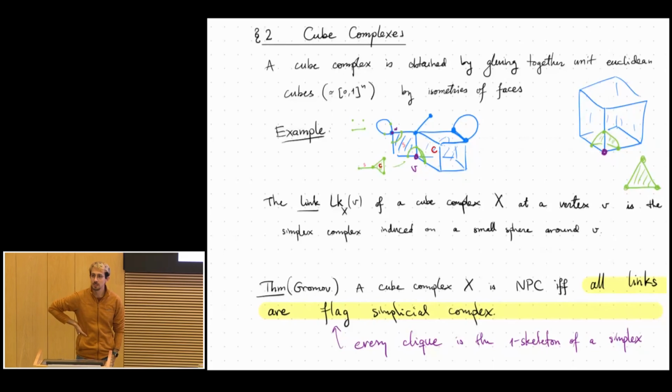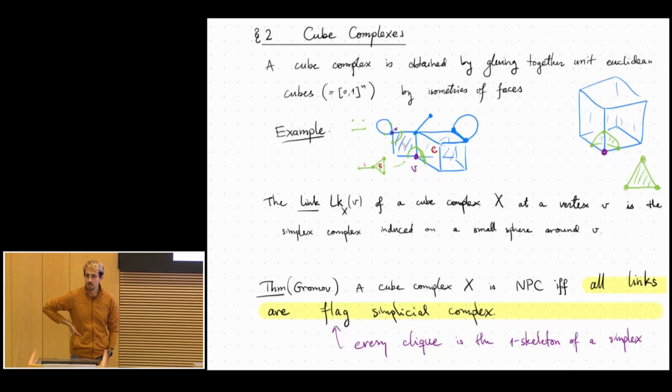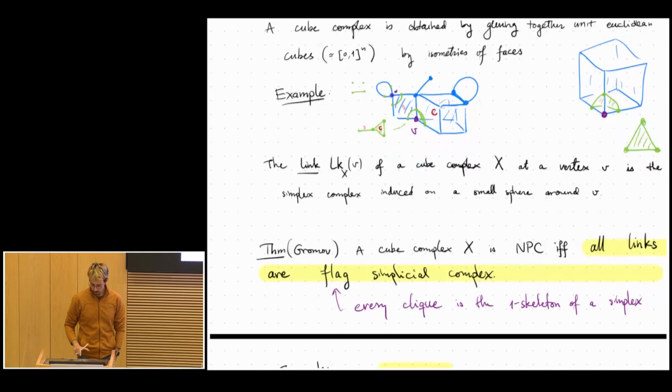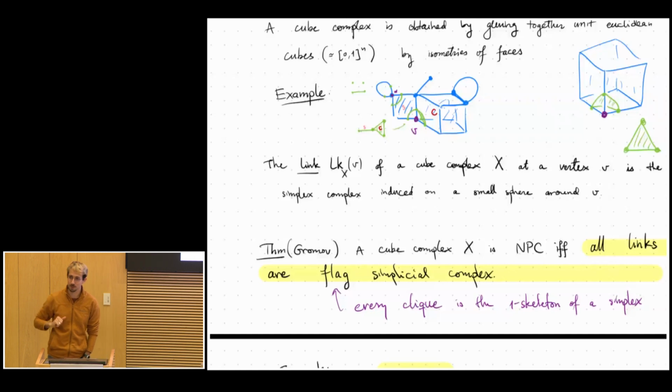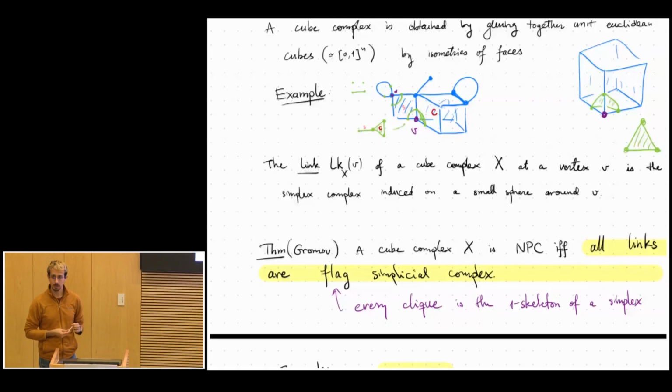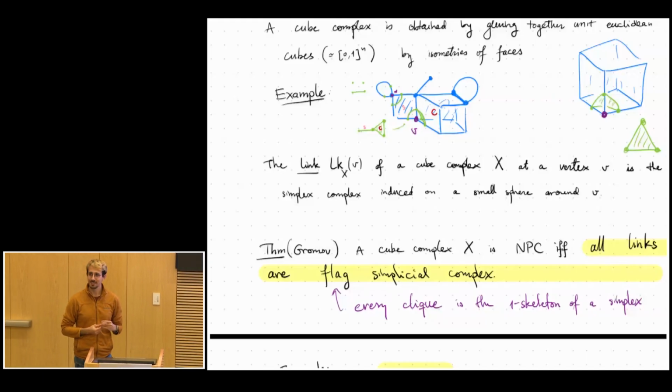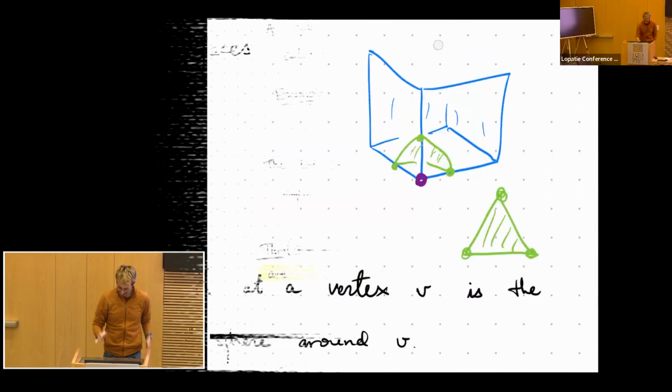So when you say one-skeleton, you don't mean the one-cells, right? Because the one-cells of the link are sort of two-cells of your original complex. Yes, all links are flag simplicial complexes. So every clique I see in the link must be filled with a simplex. Let's work it out.